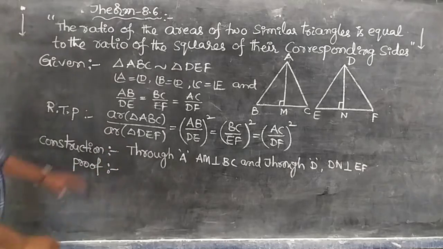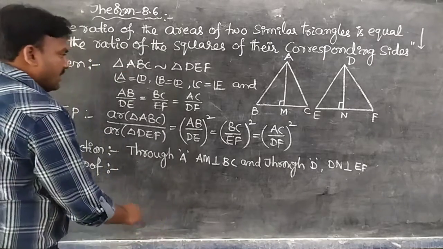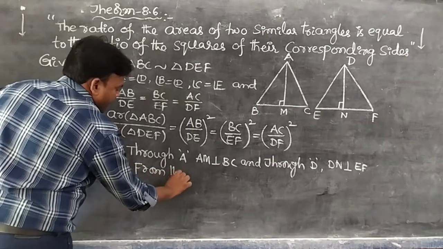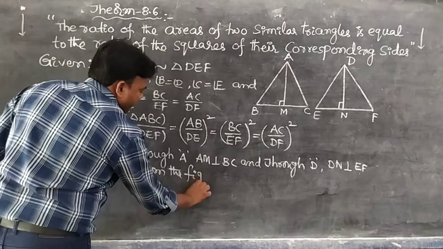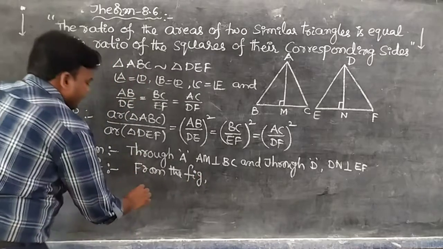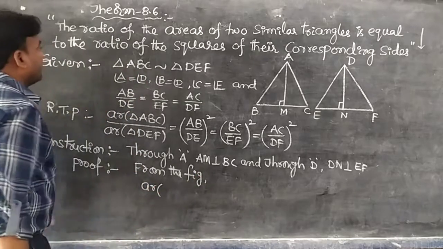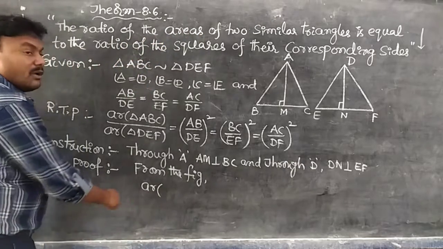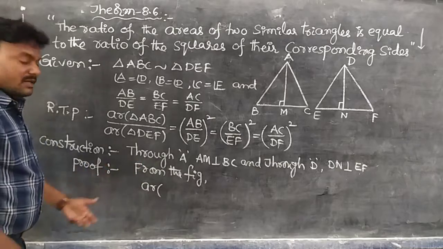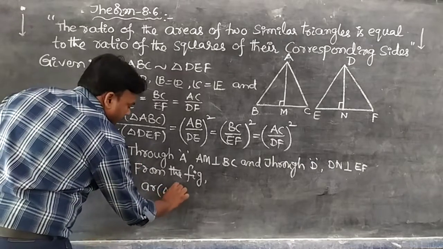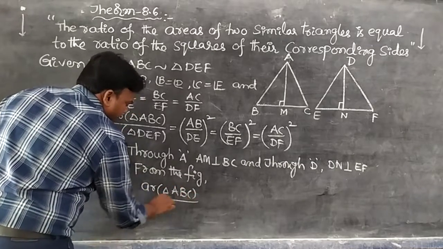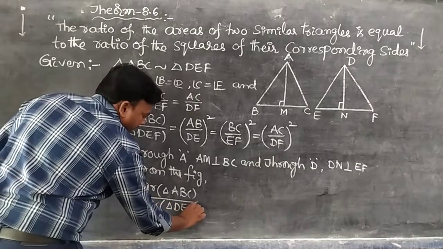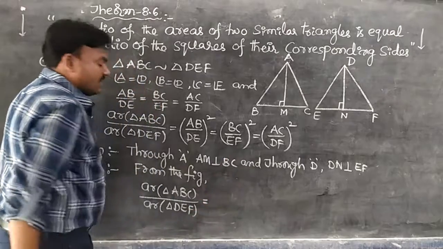Proof. Yes, from the figures, observe carefully all of you. From the figures, area of triangle ABC we have taken. Why? Because of the ratio of the areas of two similar triangles. Directly we have taken the ratio of areas of triangles. Area of triangle ABC by area of triangle DEF. Observe, students, here.